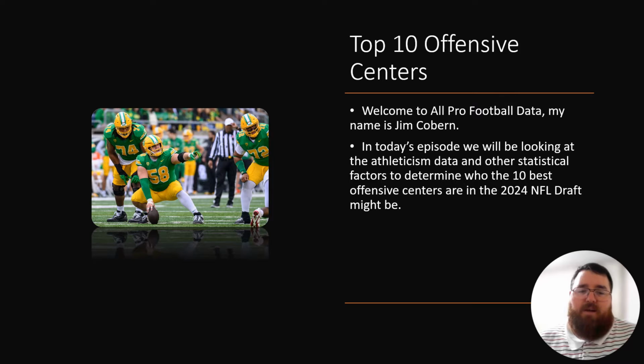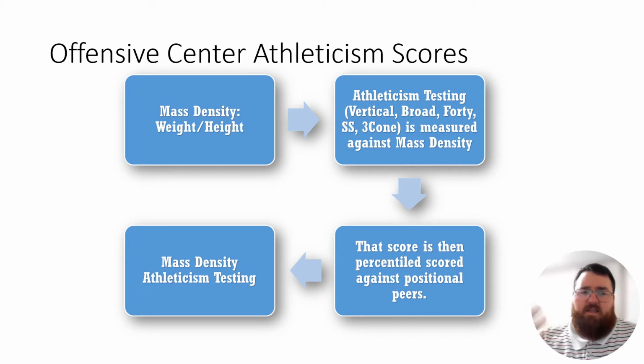But in terms of how I graded these prospects, there's a couple things I did. First of all, I looked at athleticism scores. Athleticism, I look at mass density athleticism. So I take their mass density, which is weight divided by height, and then I compare it to things like the vertical and the broad jump, which gives you the explosion score, the 40, which gives you the speed score, and the short shuttle and the three cone, which gives you the flexibility score or change of direction score in many ways. So again, that is how I do athleticism testing.